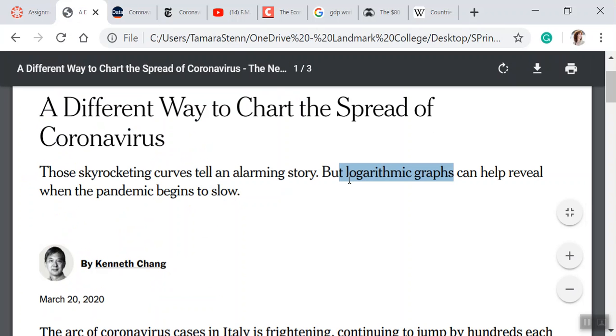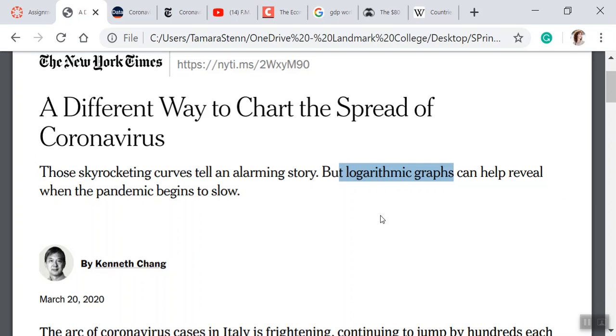And in this article, we're looking at logarithmic graphs. And that's what we're going to be learning about in this unit, because by looking at logarithms, we're going to be able to better talk about and understand COVID-19.